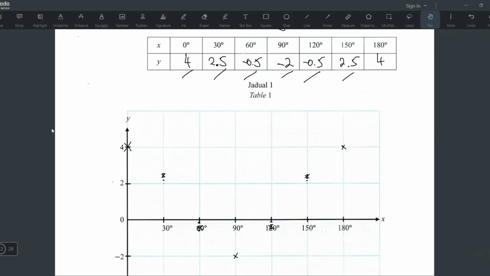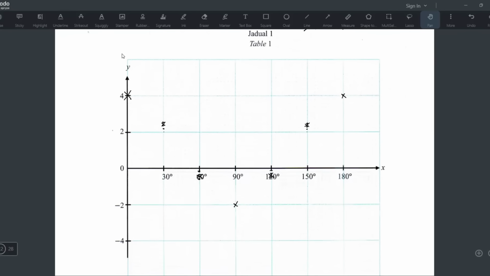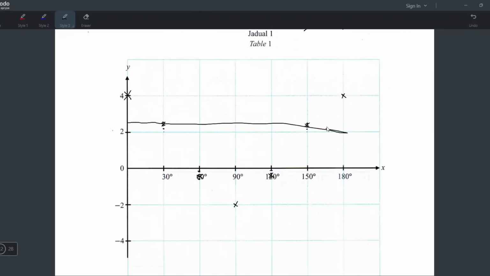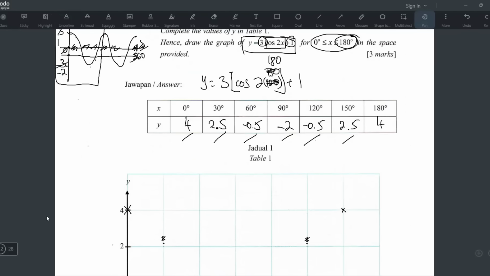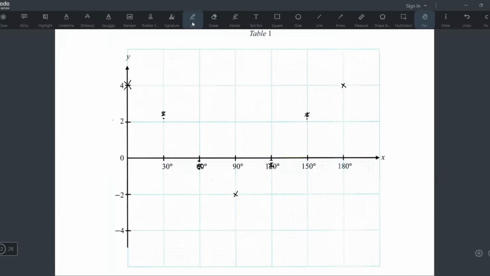Alright, now it's time to join and make sure the shape will look exactly like this. It's like a cosine graph. So you realize, right? This is the old x-axis. Yeah, the old x-axis is here. But why does the new x-axis become here? Because the whole graph is plus 1. Yeah, the whole graph is plus 1. That's why it's like that. So what you have to do now is just join. Okay, so like that.